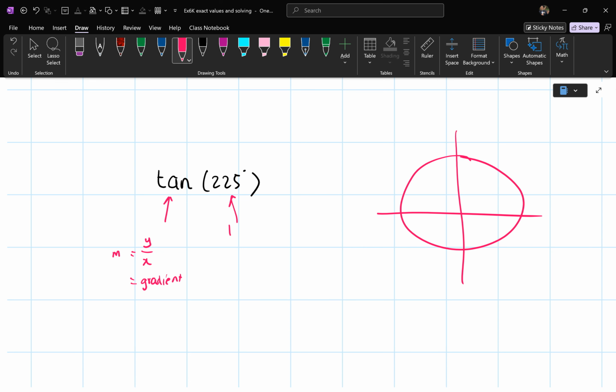Now the second part is location. Which quadrant is 225 degrees? 3. So I know I'm somewhere over here. Just pick that point there. It's 180 to go from here to here. So how much more do I need to get to 225?